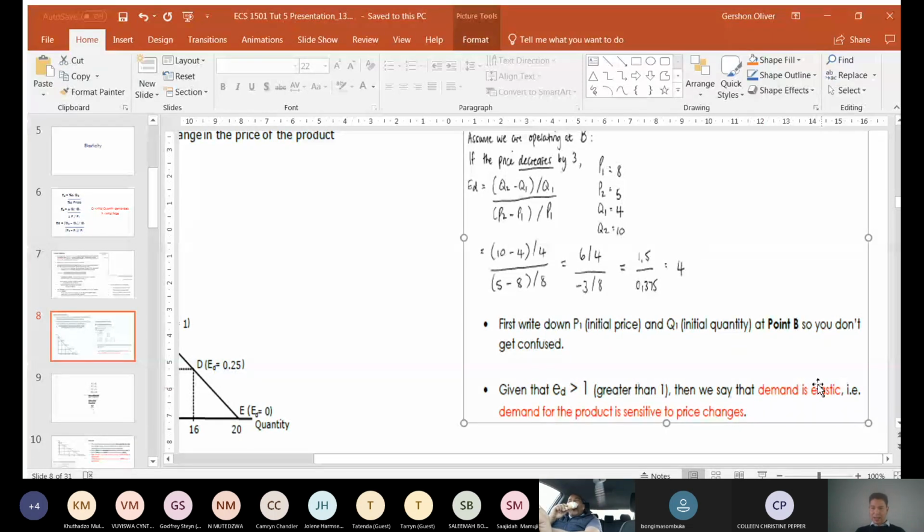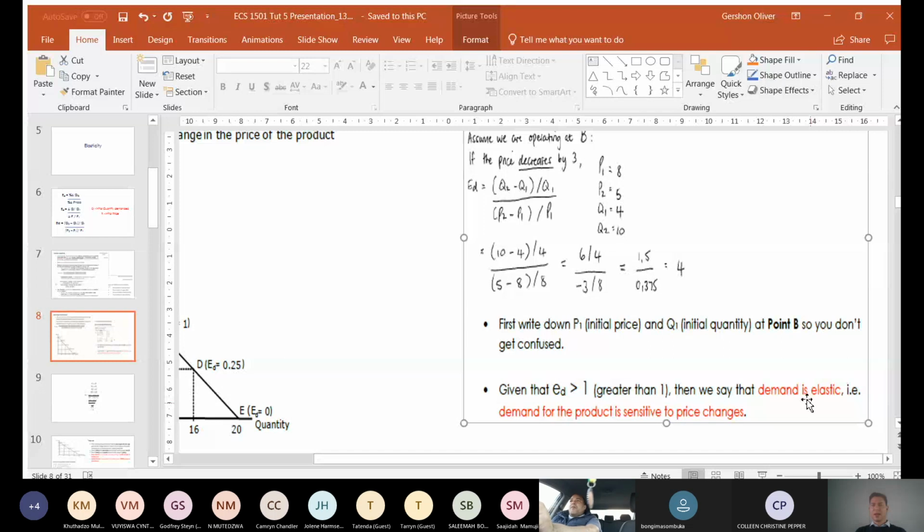Demand is elastic. Elastic, you replace with sensitive. Oh man, people are sensitive. They're sensitive to price increases, especially when it's greater than 1. If it's less than 1, they're insensitive. You can increase the price, decrease the price, it's fine. I'm still going to buy that good or service.